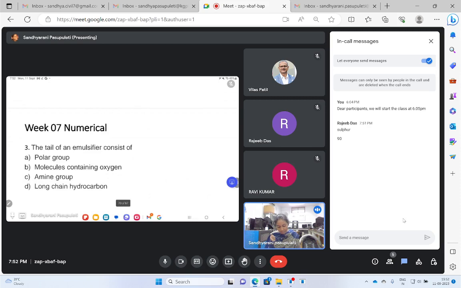The tail of an emulsifier consists of. So we know that the head is a polar group. It will give the charge. Molecules containing oxygen is wrong. Amine group wrong. So the tail consists of long chain hydrocarbons.